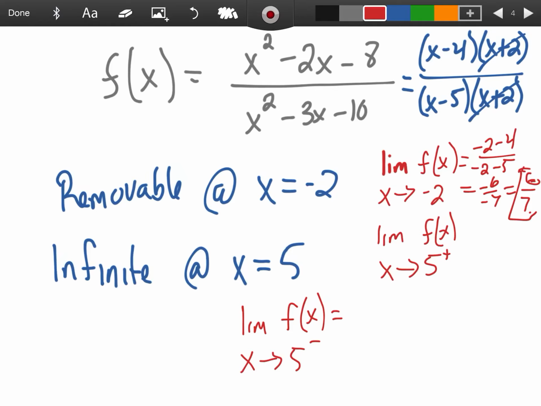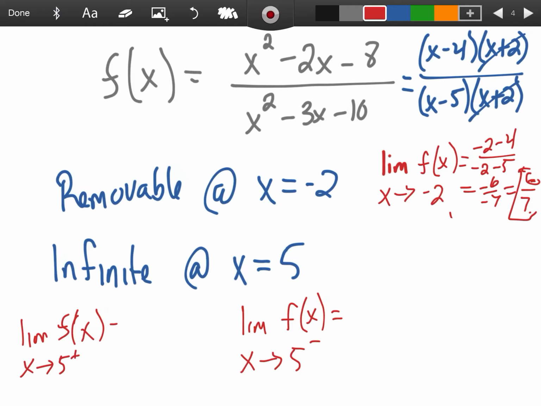All right, I'm actually going to slide this. Let me move this 5 from the positive side over, because we do have a little bit of work to do here. This is going to be a little bit tougher than the removable discontinuity with the infinite discontinuities here. So limit of f of x as x approaches 5 from the right. All right, let's start off by doing limit of f of x as x approaches 5 from the left. I am going to just plug in, let's say, 4.99. That's an x value that is just to the left of x equals 5.